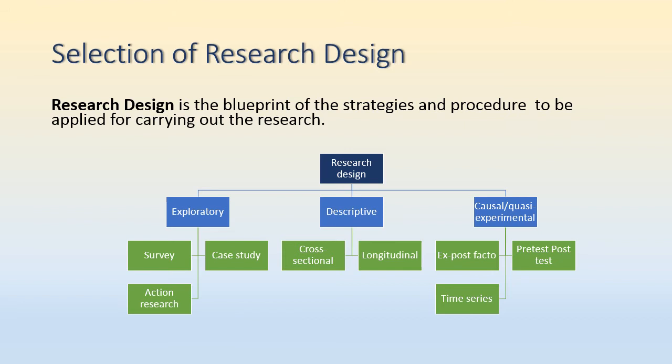There are broadly three types of research design that are carried out in social work, that is exploratory study, descriptive study and causal or quasi-experimental research design. Exploratory research is carried out to discover or explore an already existing social phenomenon. The process is to generate hypotheses for further studies and provide a background for future research in this area. Some of the exploratory research are survey, case study, action research, etc.